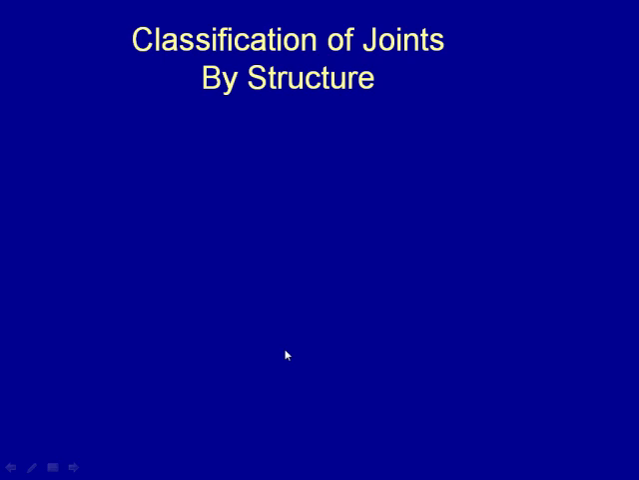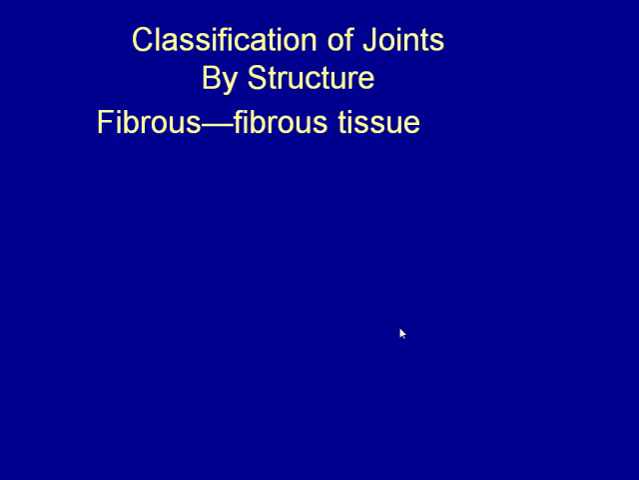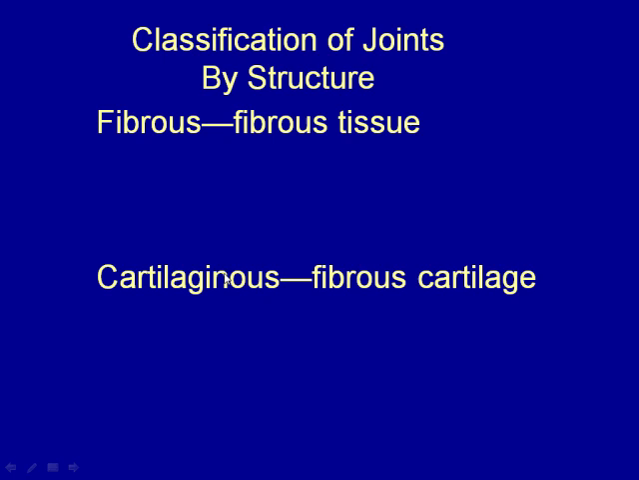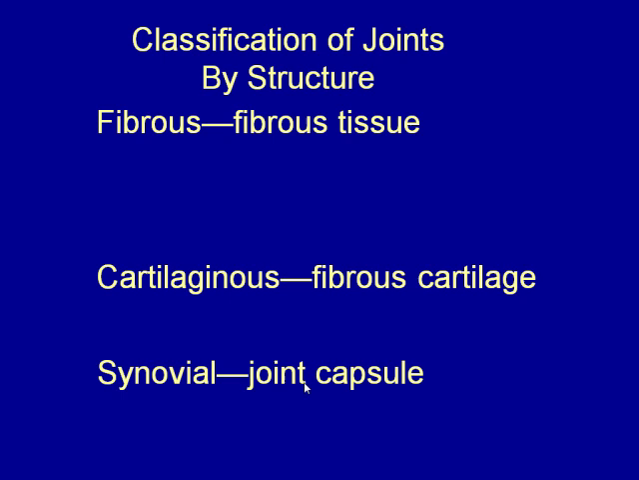When we classify joints by structure, we also have three types of joints. Fibrous joints have the bones held together by fibrous tissue. Now, cartilaginous joints have the bones held together by fibrous cartilage. And synovial joints have the bones held together by a joint capsule.